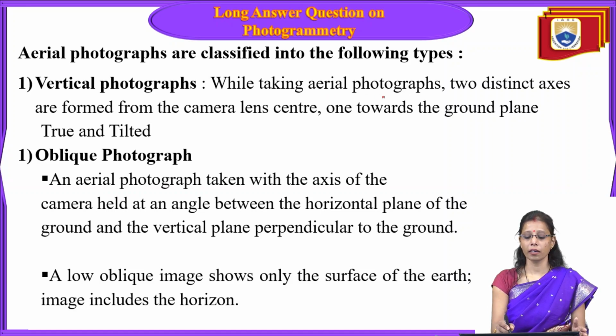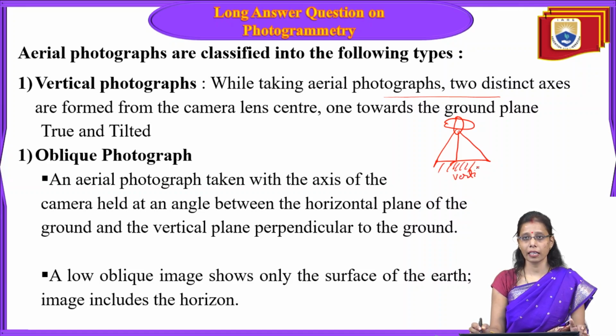While taking aerial photographs, the camera axis is directed from the lens center towards the ground plane, either vertical or tilted. A vertical photograph is like this: suppose your camera is here, and this is the ground, so your exact photo of the ground will be here. This is the vertical photograph, which is exactly 90 degrees to the ground. This will be called a vertical photograph.